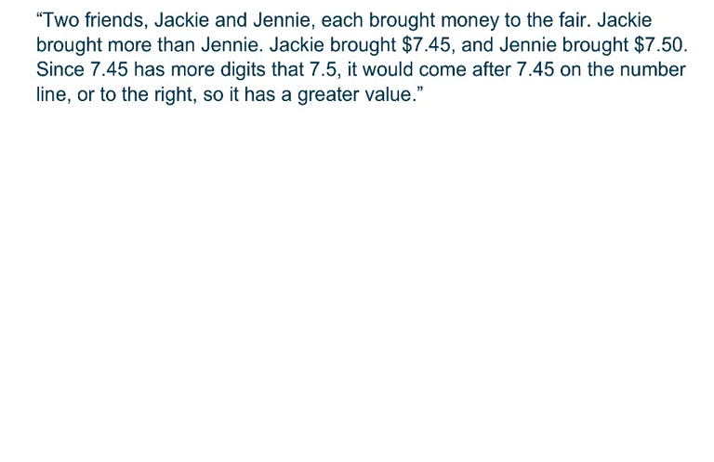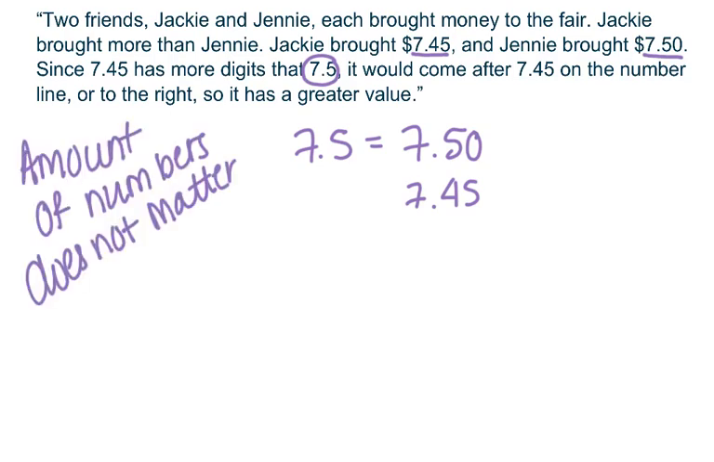Well, we know that our two numbers are 7.45 and 7.50, so 7.5 is going to equal 7.50. So it would actually have the same amount of numbers as 7.45. The amount of numbers does not matter. We know that this person is incorrect because 7.45 comes before 7.5.